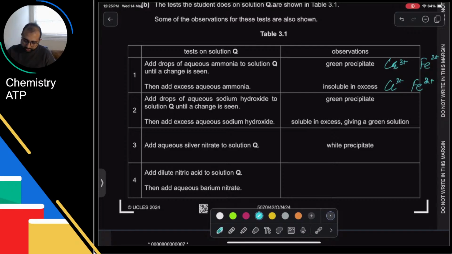Add sodium hydroxide until a change is seen. Again, chromium 3, iron 2, and then it dissolves. So it is the crazy cousin. Chromium is soluble in sodium hydroxide, so this is confirmed chromium 3.